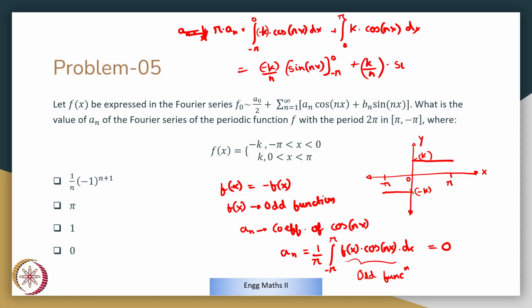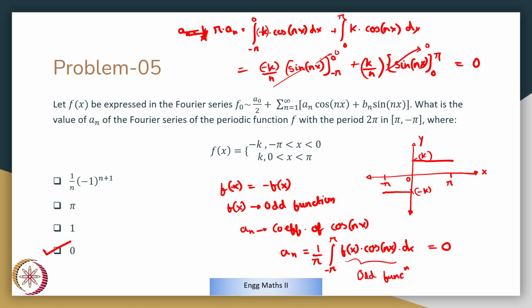K by n sine of nx. Again, these two terms will also go to 0, both the limits. So this essentially whole thing goes to 0. This also goes to 0 in both limits. So my pi an is 0, which means that my an should be 0.